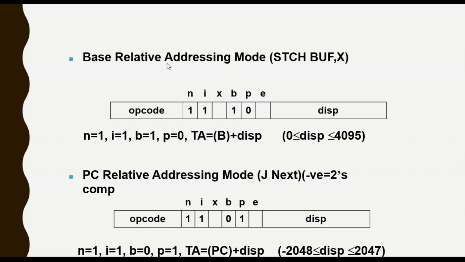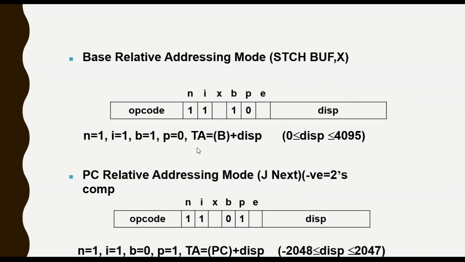For example, base relative addressing mode, for example STCH BUFFER, X. So N is 1, I is 1, B is equal to 1, P is equal to 0. Target address will be the content of the base register plus displacement. So B is equal to 1.